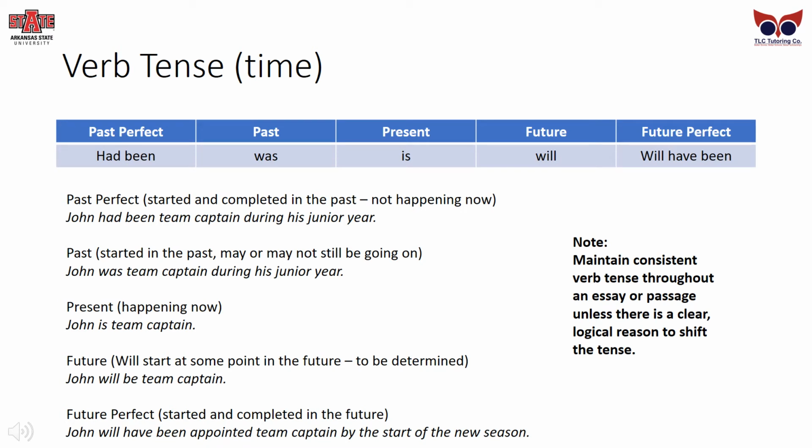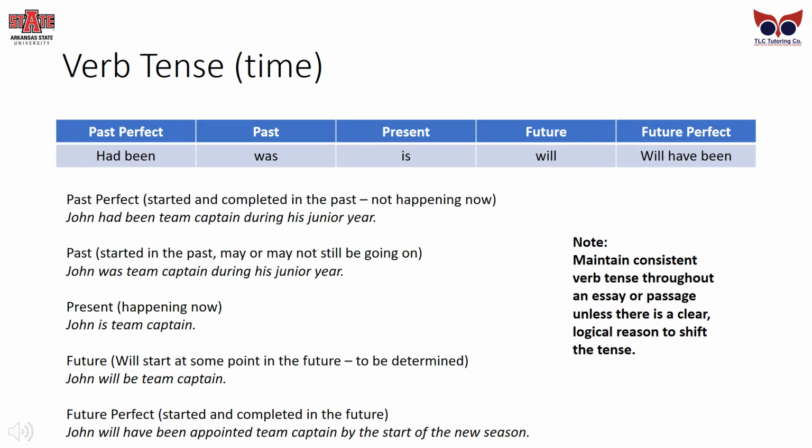Verb tense. Verb tense refers to the time expressed by a verb. Most of us are familiar with past, present, and future tense. In addition to these, most standardized tests will include past perfect and future perfect. Perfect means that something has a completion. Past perfect refers to an action that was started and completed in the past. Future perfect refers to an action that will be started and completed at a definite time in the future.